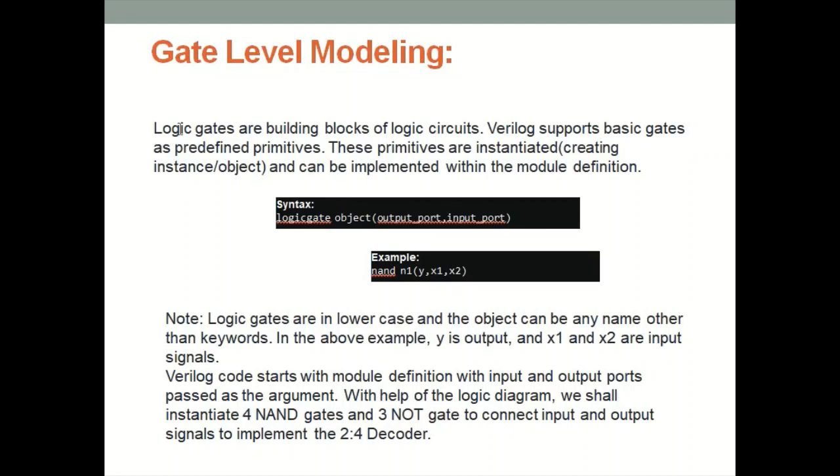We have to note that the logic gates are in lowercase and the object can be any name other than the keywords. In the above example, Y is the output and X1 and X2 are the input signals. The Verilog code starts the module definition with input and output ports. The passed ones are the arguments. With the help of a logic diagram, we shall instantiate 4 NAND gates and 3 NOT gates to connect input and output signals to implement a 2:4 decoder.